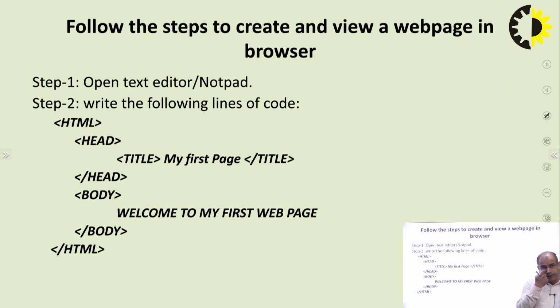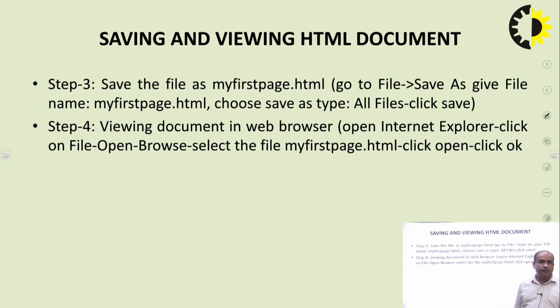Next, these are the steps to create a web page in the browser. Step number 1, open a text editor or Notepad and write the following line of code. Once the code is written, we have to save the file. I write here my first page.html. Click the save button, choose save type as all files, and click save.